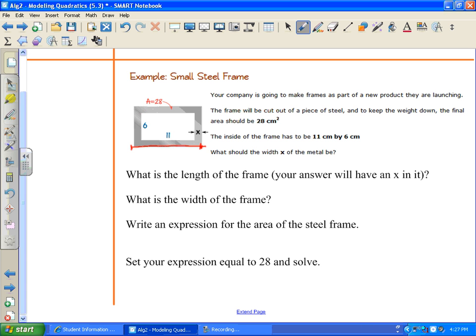Well, we've seen a problem similar to this before. The distance from here to here is 11. The distance from here to here is x, and the distance from here to here is x. So the overall distance of my length, hopefully this makes sense, will be 11 plus x plus x, which is really 11 plus 2x. So what is the length of the frame? 11 plus 2x.